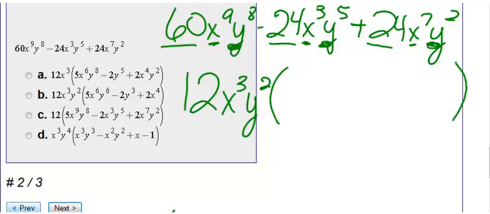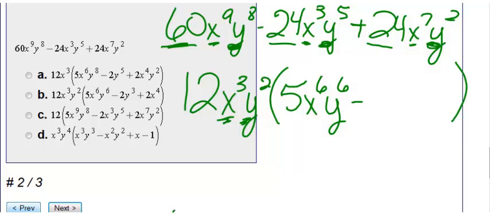Now I make my parentheses. I had 3 terms. I have to end with 3 terms. Okay, so I'm looking at this first. 12 times what gives me 60? 12 times 5 gives me 60. I took away 3 x's, so I'm left with 6 of them. I took away 2 y's, so I'm left with 6 of them.